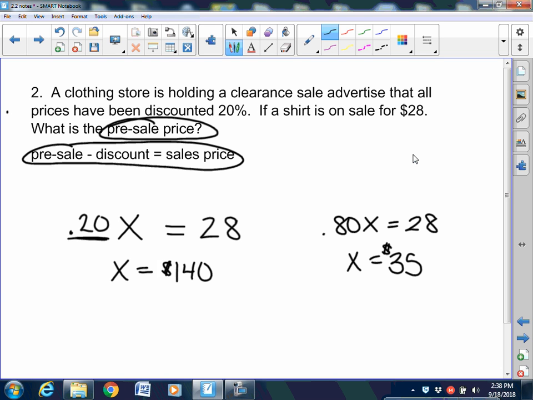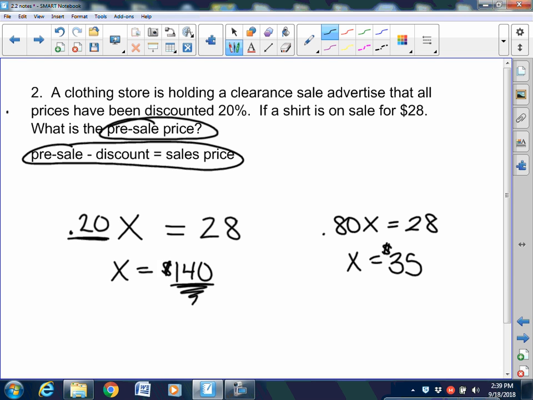Okay, if the original shirt was 140, wouldn't half be 70? Half off, right? It's not half off. It's only 20% off. So does that even make sense, that 140 would be 28? Does that even make sense? No. Does it make more sense that the shirt would be $35 and it would be 20% off?